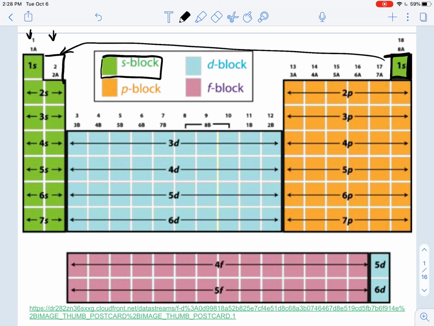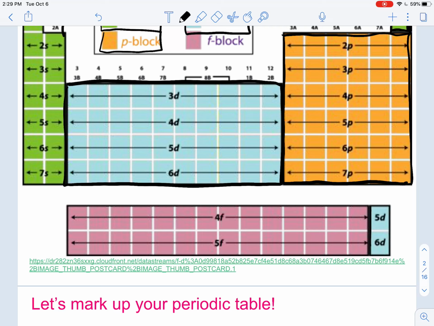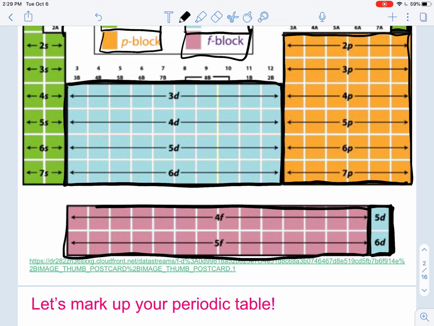Then we have our P block, which is the gold color, and those are all of the elements just to the right of the transition metals and all the way to those noble gases. The D block elements are all of the transition metals. And down here, the last elements in the rest of the F block. All right, so we have our 4 sections.